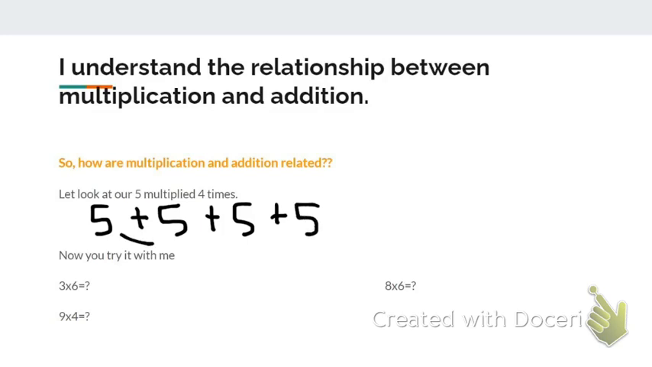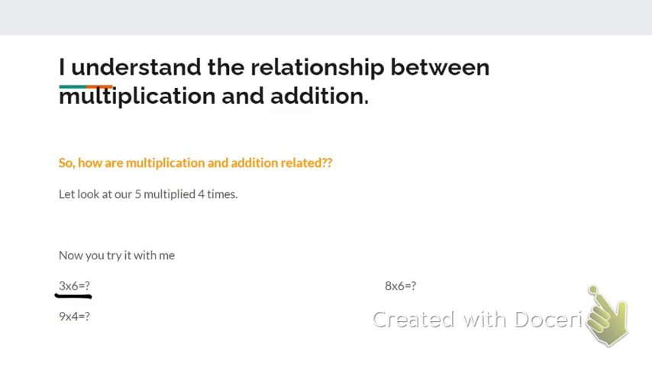Okay? So 5 plus 5 is 10. 5 plus 5 is 10. 10 plus 10 equals 20. I just used addition to find my answer. Okay? So I'm going to clear that real quick. And let's look at this one. You're going to try this one with me. It's the 3 times 6.